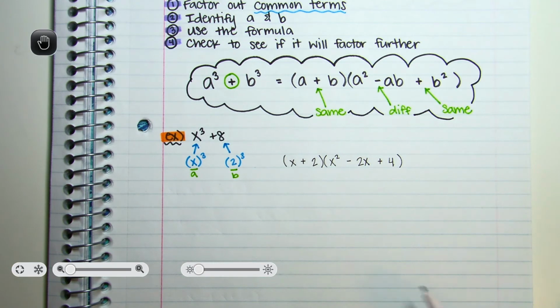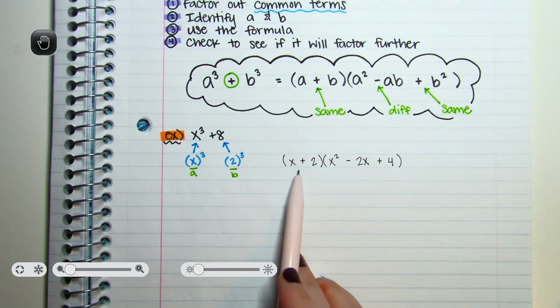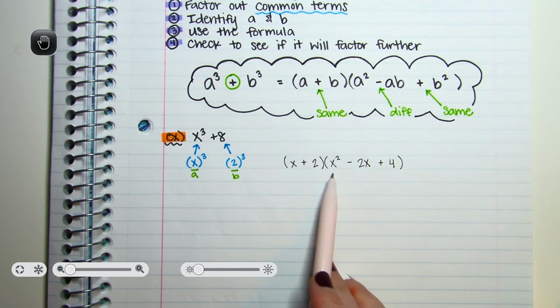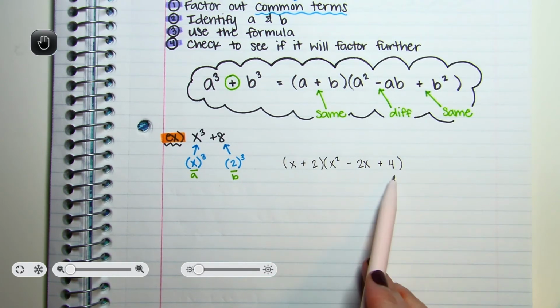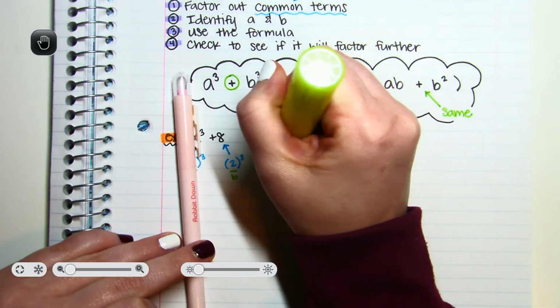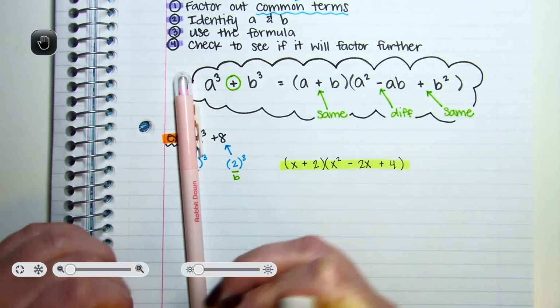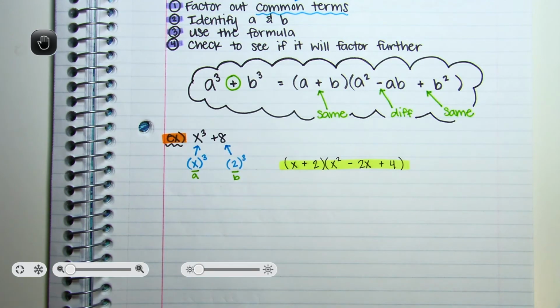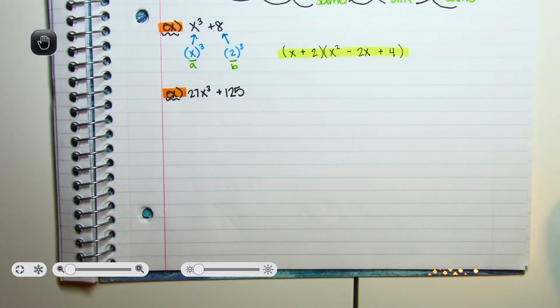Now we need to ask ourselves if this factors any further. Can't do anything with the x plus 2. And if I look at this, if I tried doing the big X, nothing factors any further. So we're done. This is our answer. Let's look at another example.